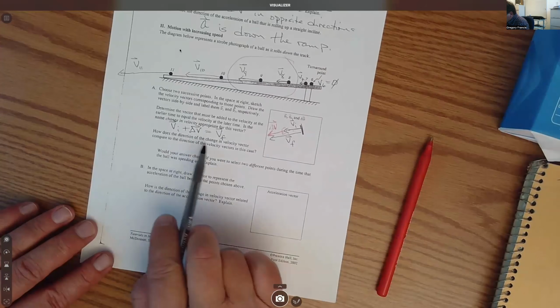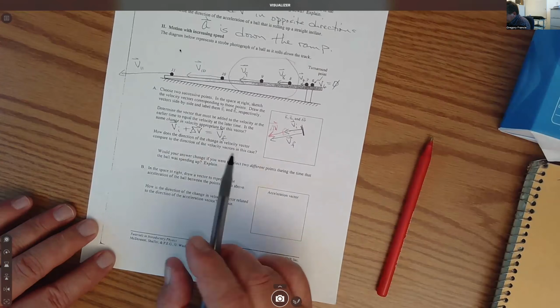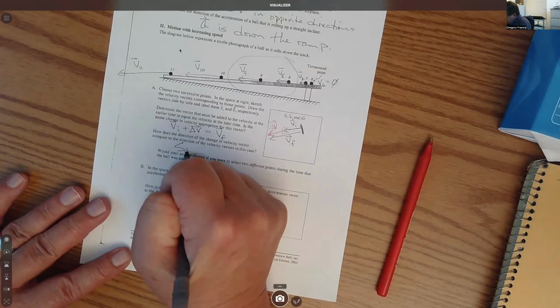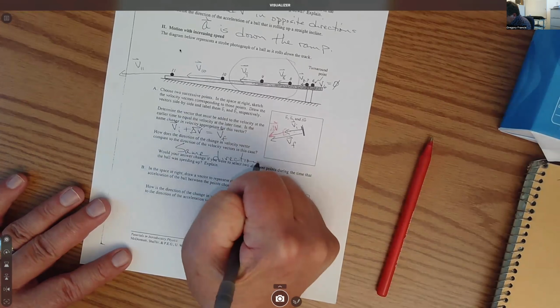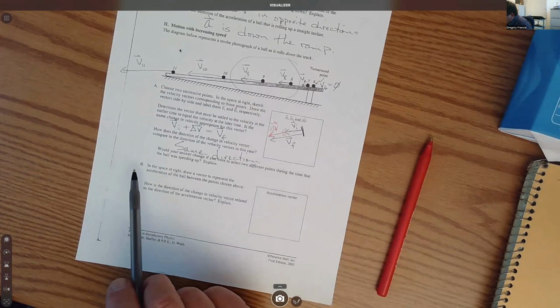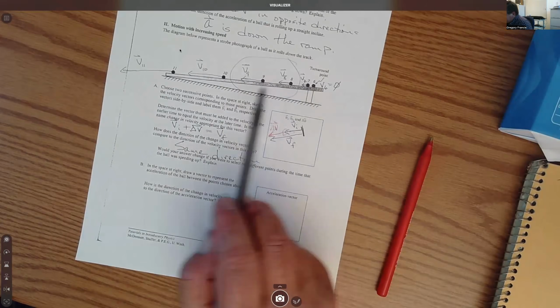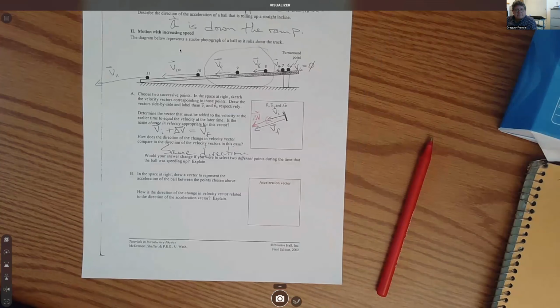Now, how does the direction of the change in velocity vector compare to the direction of the velocity vectors in this case? Well, they're both down the ramp, so they're in the same direction. And if I had taken 2 different points during the time interval, say 7 and 10, I'd still get the same answer, that the change vector is down the ramp, just like the velocity vectors. So it doesn't depend on which 2 vectors I choose, one of which has to be earlier in the day.